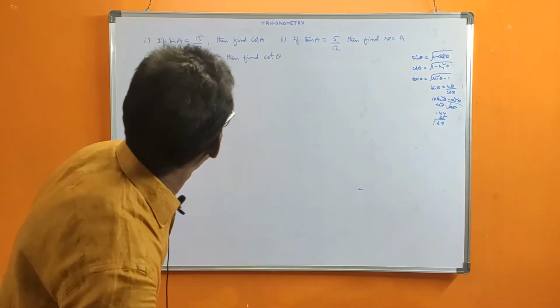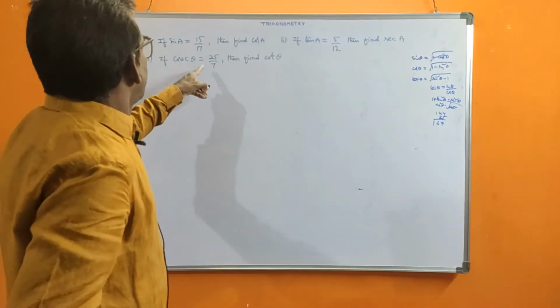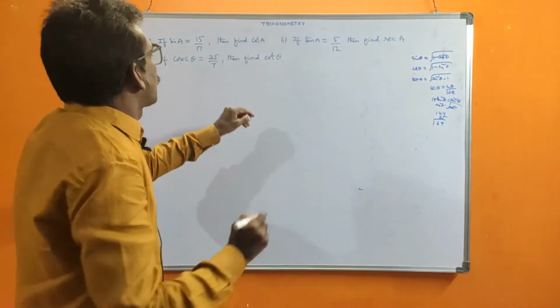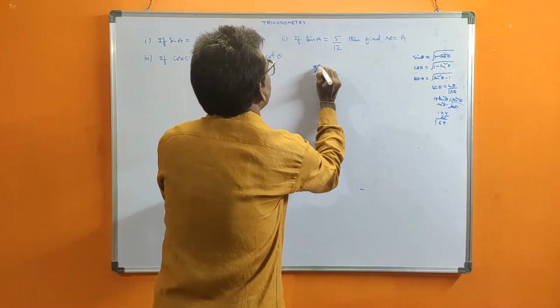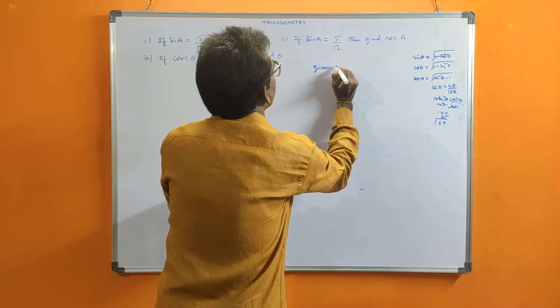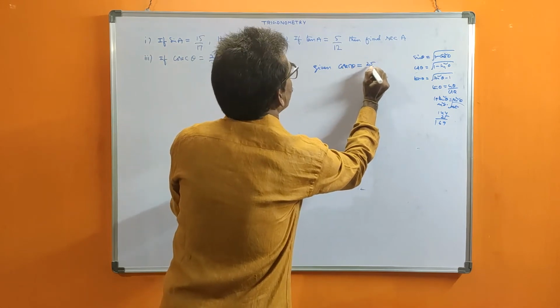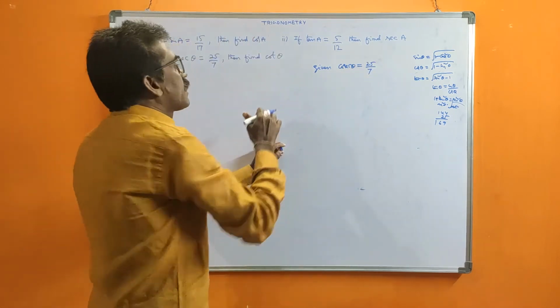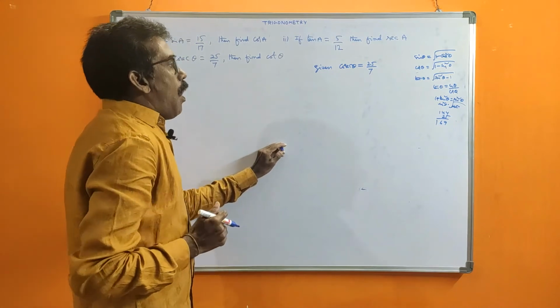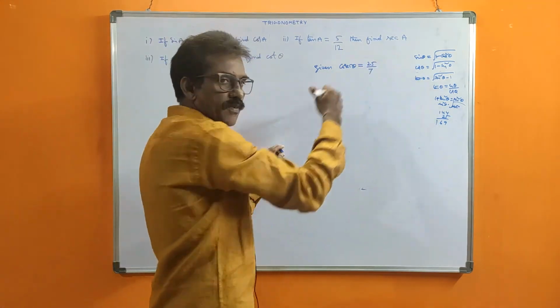Now next one, see. Cosecant theta is equal to 25 by 7, then find cot theta. Here what is given? Cosecant theta is equal to 25 by 7 given. Find cot theta. Now for cosecant theta, the formula is not there.